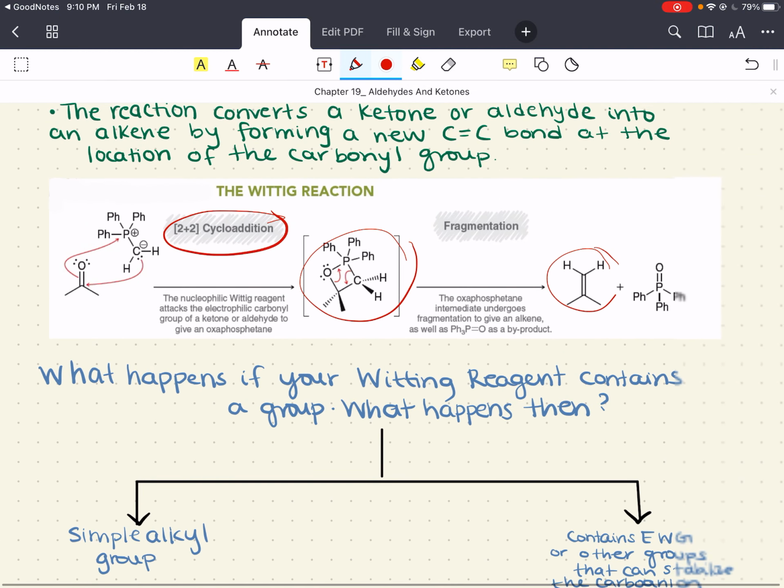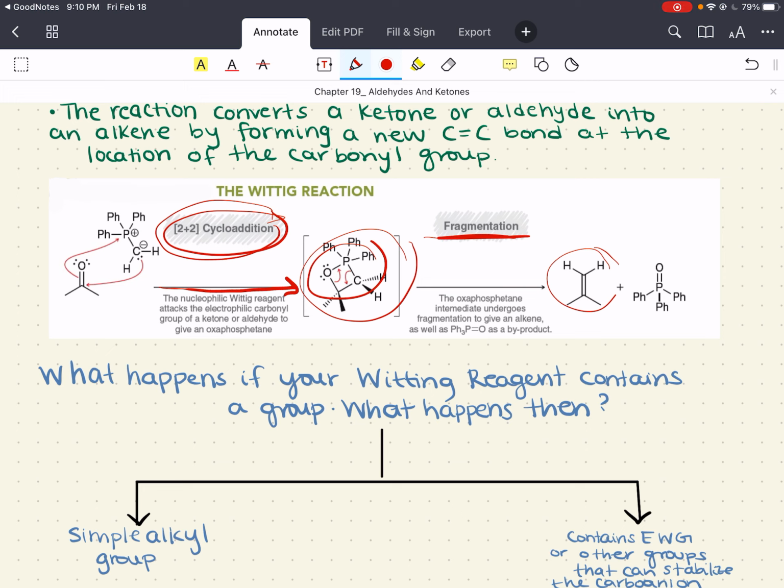Technically the mechanism is a little more complicated, but for now this is good. This summarizes what happens: a 2+2 cycloaddition, you get this four-membered ring intermediate that then fragments. Easy peasy.